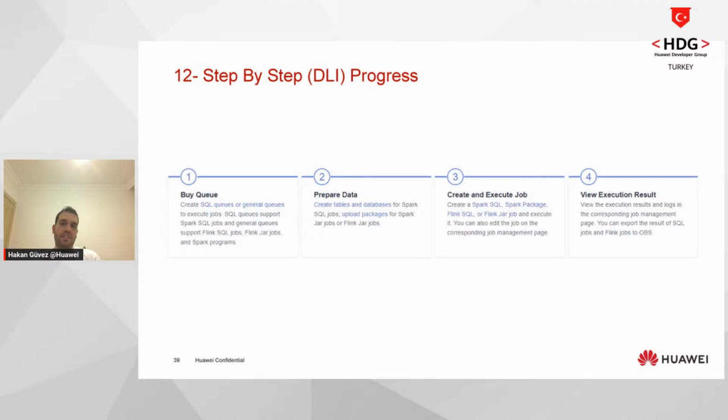This process is divided into four steps. Firstly, you buy it. After that, you prepare your data, in our cloud or an external site. After that, you create a Spark job and manage it on the console. After that, we can see the result of the execution. This is available for exporting the meaningful results.